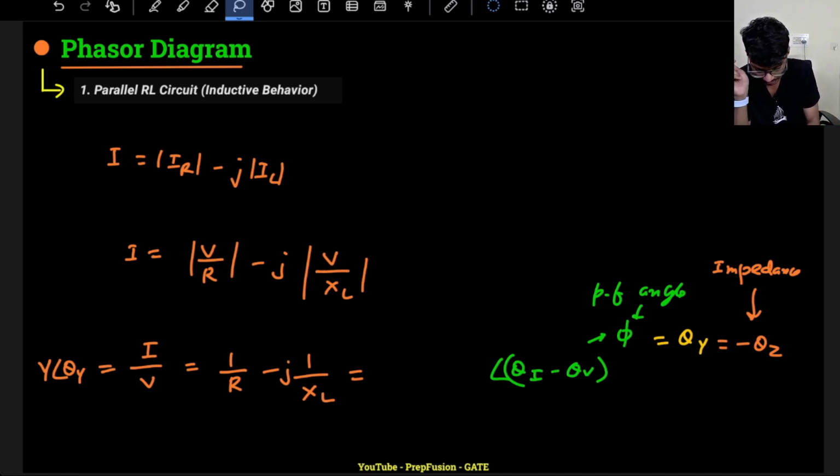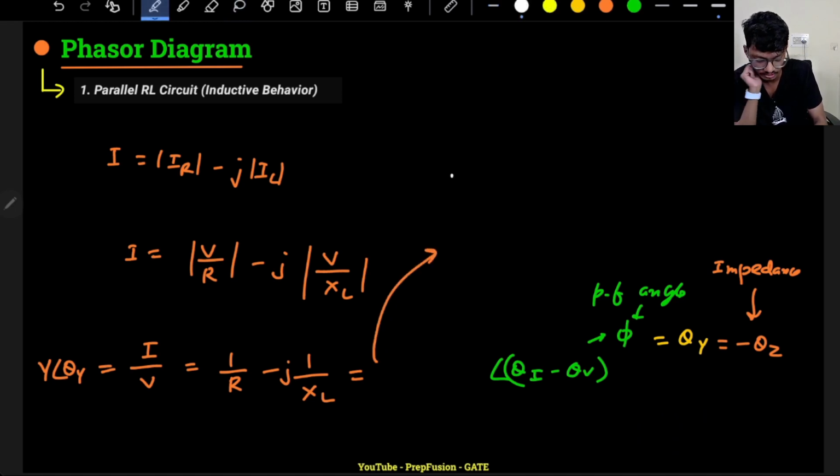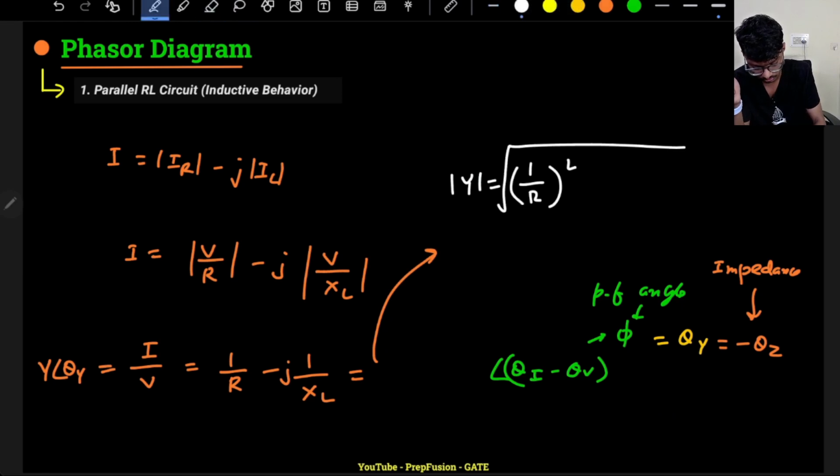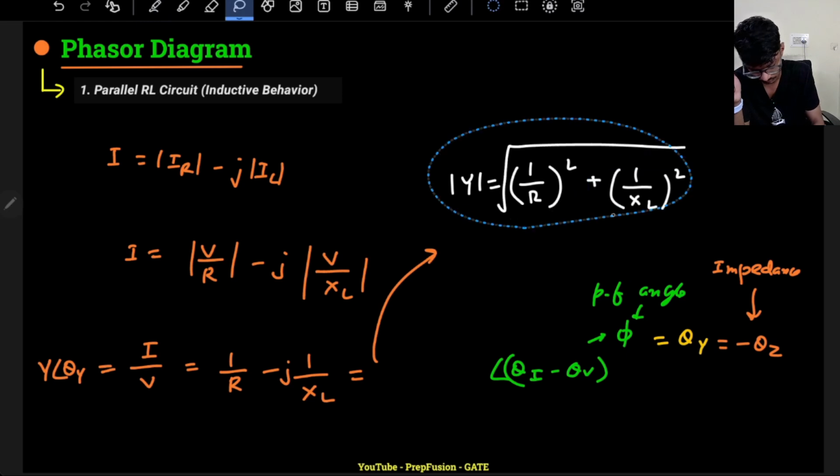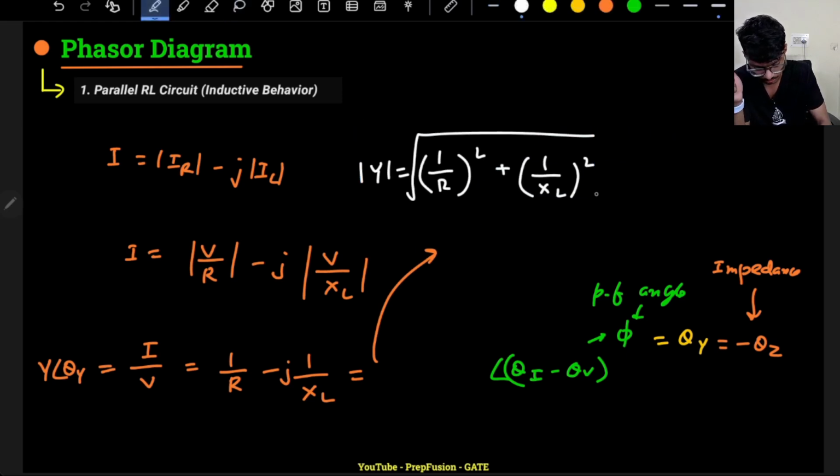Again, from here you can find the equivalent admittance. So what will be the equivalent admittance? The magnitude of admittance will be the square root of 1 by R whole square plus 1 by XL whole square. Okay, what about the angle of admittance?